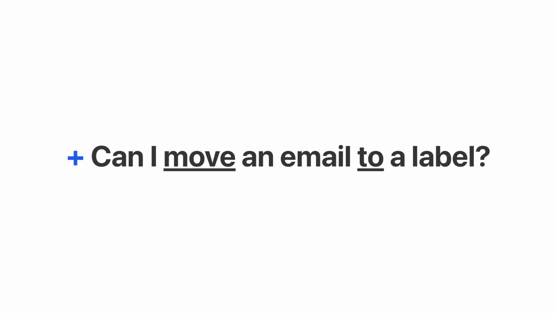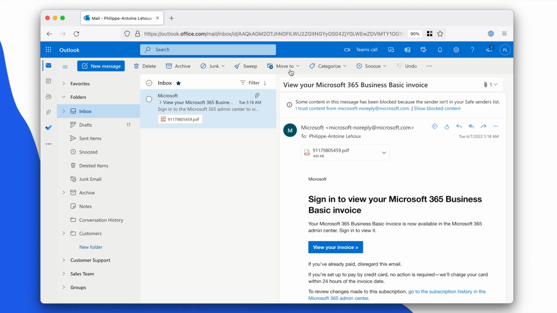Another question you might have is, is it possible to move an email to a label? Because in Outlook, you're used to clicking the Move To button to move an email to a specific folder. And when you do so, it automatically removes the email from your, let's say, inbox in that case. Well, in Missive, there's two behaviors.